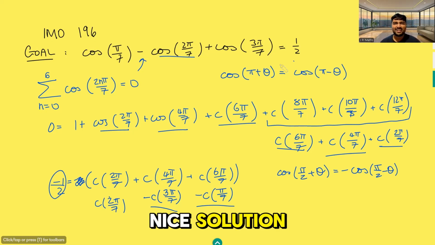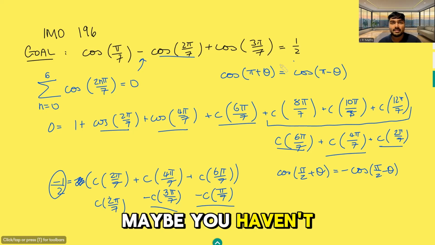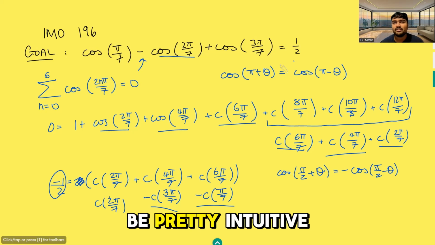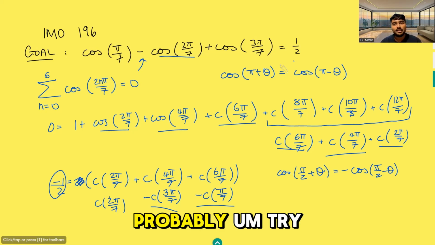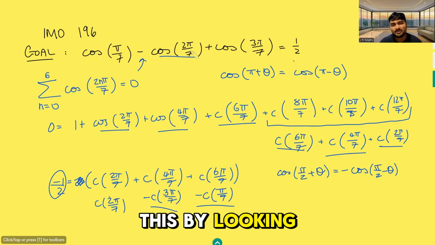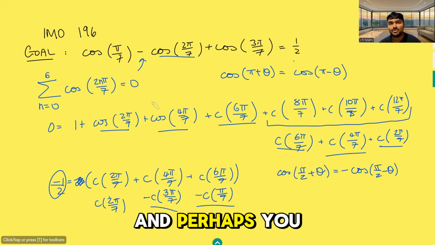Pretty nice solution, but if you've not seen this before, you might go, oh my gosh, how would I come up with this? But to be honest, this is a pretty well taught thing. So in high school, maybe you're quite young, maybe you haven't done this yet, but you'll probably study this, certainly in the UK in further maths. And so this kind of way of reasoning would be pretty intuitive, something that you'd probably try when attempting this. You could also maybe try and do this by looking at double angle formulas or triple angle formulas, even maybe, and perhaps you can get somewhere.